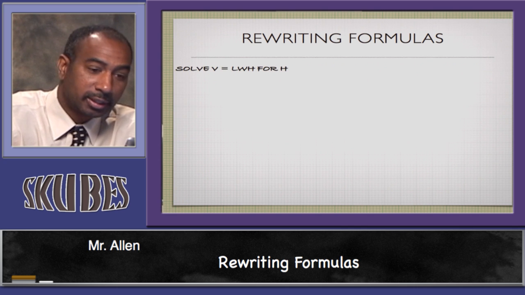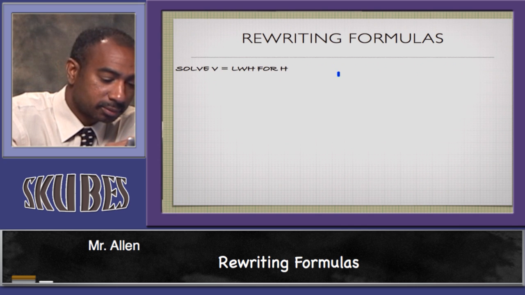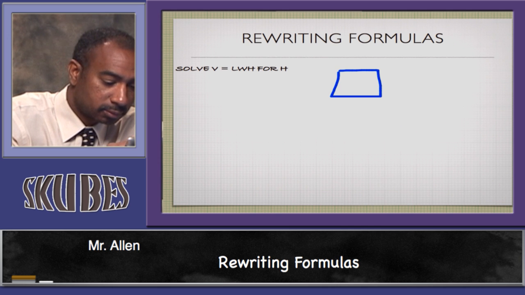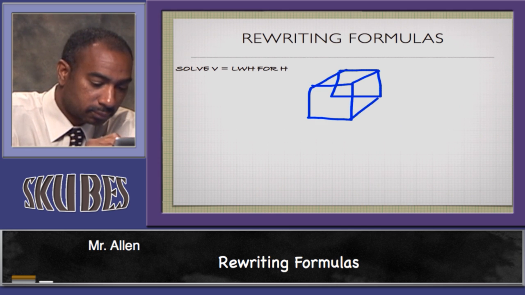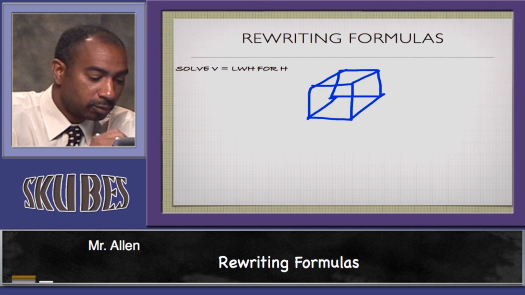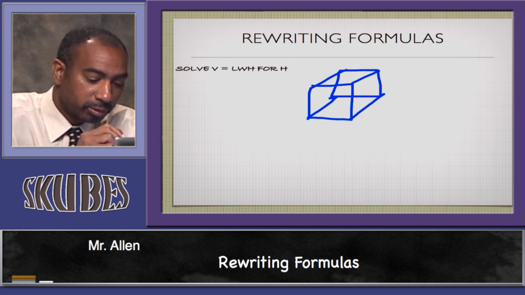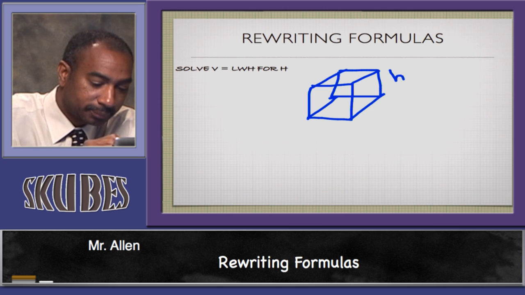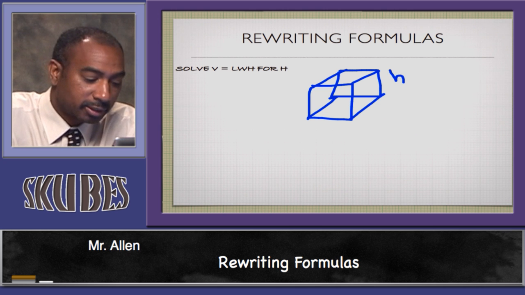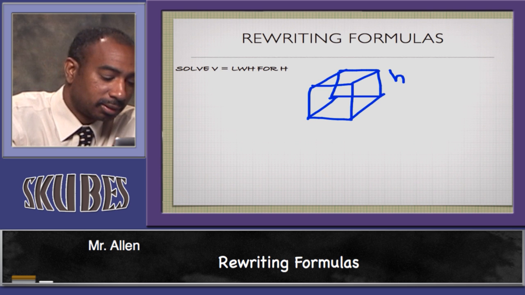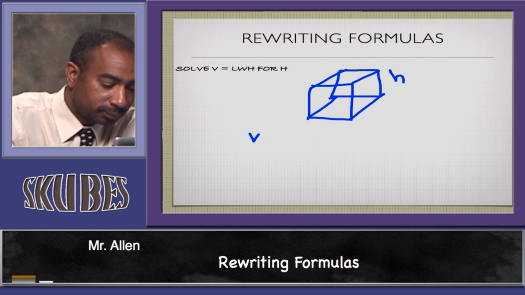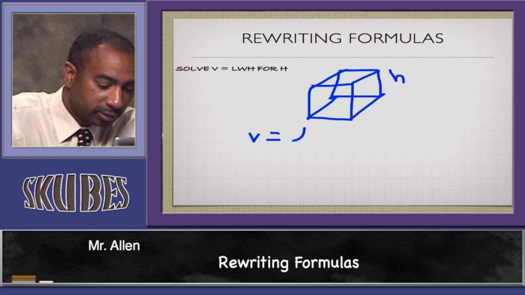For example, the volume of a box. You know that the volume is the length times the width times the height. But if you're looking particularly for the height, you can just solve for h, and that'll be another formula just for the height. So you can take V equals length times width times height.